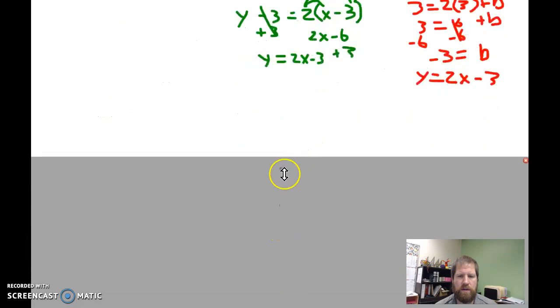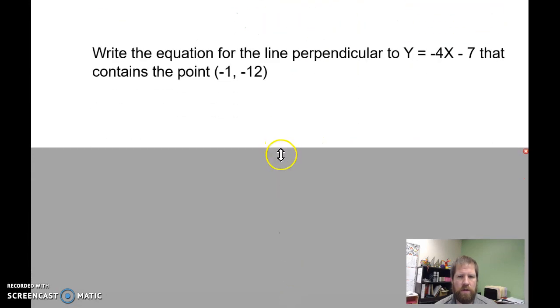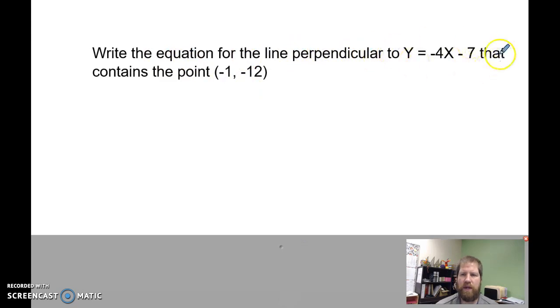Okay, let's look at another one. So now we are looking at a line that's perpendicular to this one. We are looking for something that's perpendicular, so we're looking for the opposite, or the inverse reciprocal. So negative 4, we're looking for a 1/4 slope. m equals 1/4, and it's going to go through this point. So I'll start, and I'll use the other method.